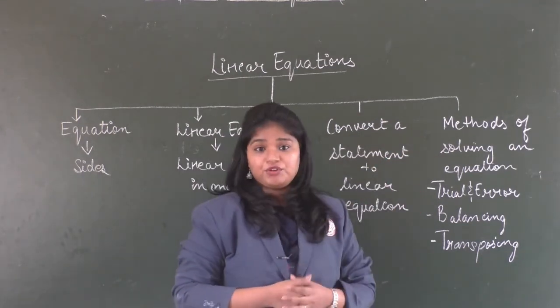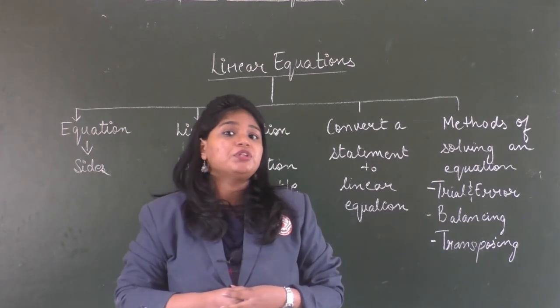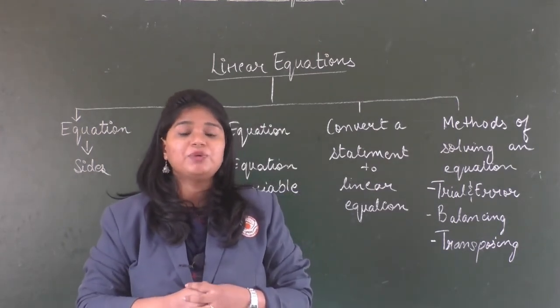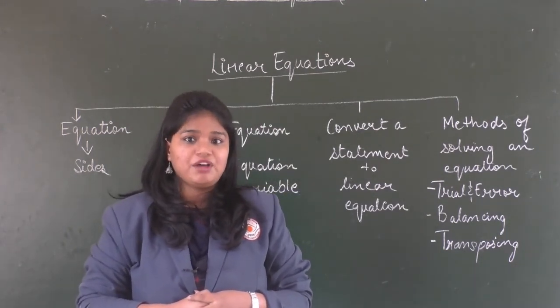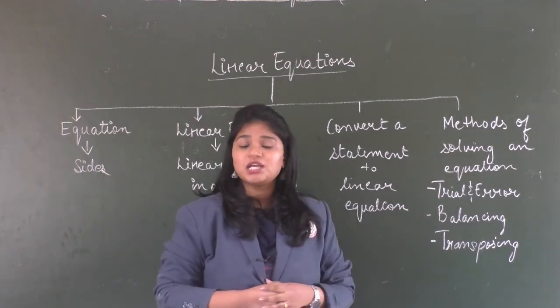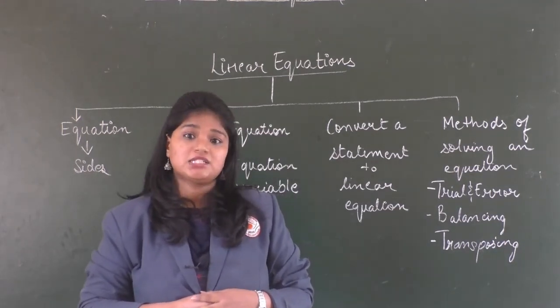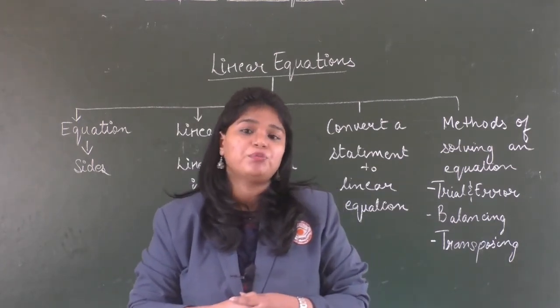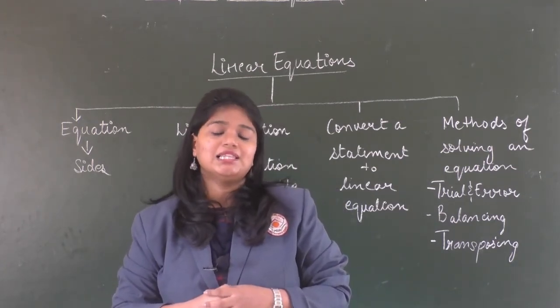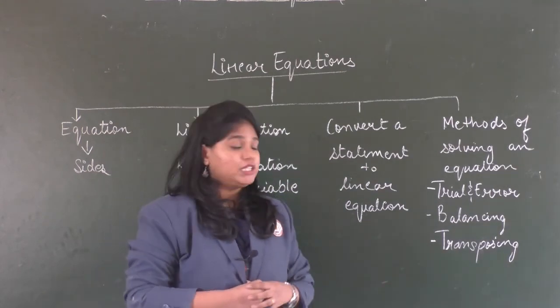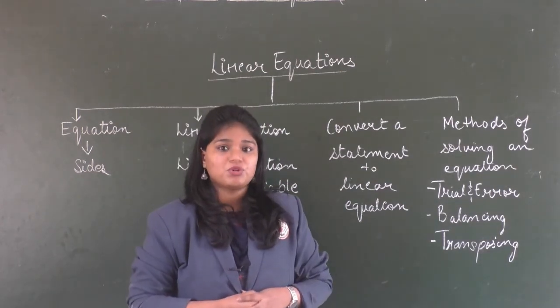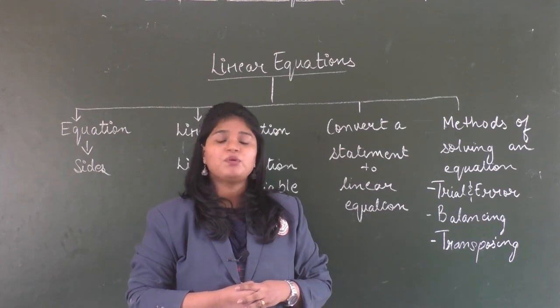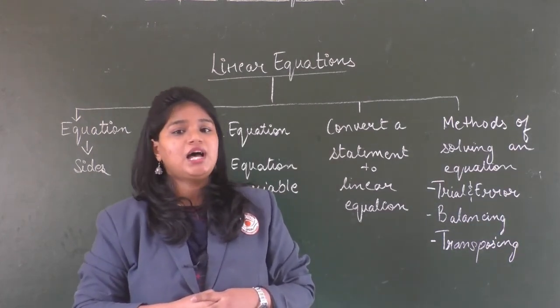First, the trial and error method, where we substitute the value of the variable until we get LHS equal to RHS. The second method was the method of balancing. That is, if we perform an operation on one side of the equation, the same operation has to be performed on the other side of the equation. And finally, we learned the method of transposing. That is, we move the numbers from one side of the equation to the another.